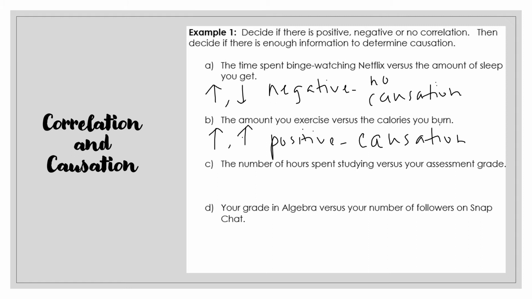All right, the number of hours spent studying versus your assessment grade. If we spend more hours studying, what do we think is going to happen to our assessment grade? It's probably going to also go up, making this positive correlation. But is this causation? Does studying more cause your assessment grade to go up? We know in math this is definitely not true. You need to practice, you need to do all sorts of things throughout the semester for your assessment grades to be high. So this is not going to be causation. You also have students who aren't going to study a lot and still make a high assessment grade.